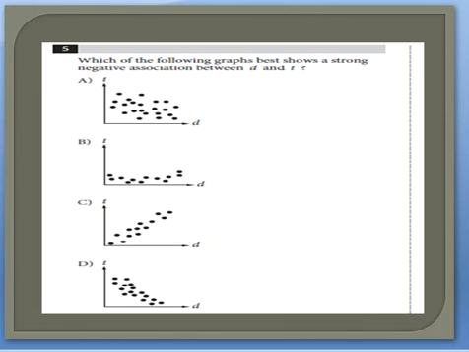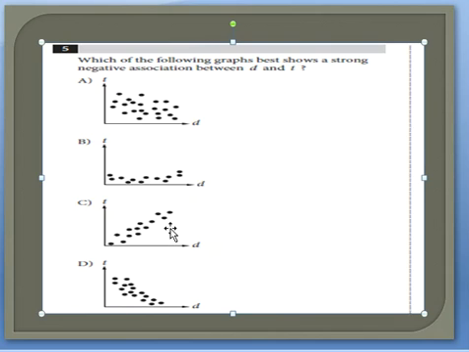Which of the following graphs best shows a strong negative association between D and T? D is graphed on the x-axis and T is graphed on the y-axis. So which of the following graphs shows a strong negative association? Positive means if one goes up, the other goes up, and negative means if one goes up, the other goes down. So you look at A, and it seems there's hardly any relationship. As D moves up, you can't really tell that T is going up, it's all over the place.